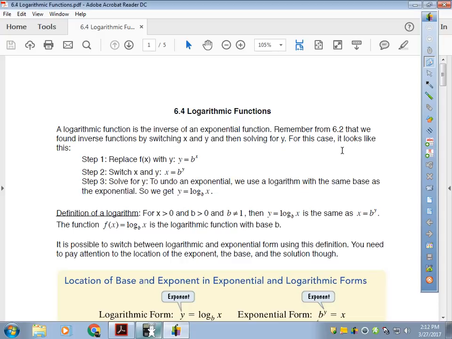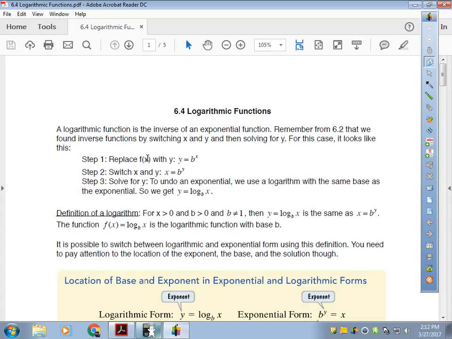So this is section 6.4 about logarithmic functions. A logarithm is the inverse of an exponential function. If you remember from 6.2, we talked about inverse functions and how you can find them by switching x and y. Well, if you do that with an exponential, you get a logarithm. And so here are our basic steps.